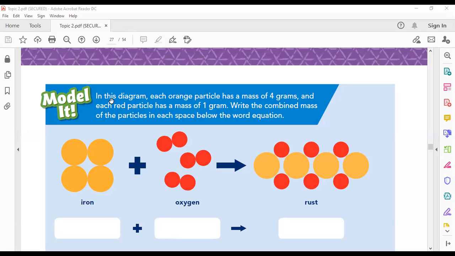In this diagram, each orange particle has a mass of what? 4 grams. So each circle, each particle, has a mass of 4 grams.